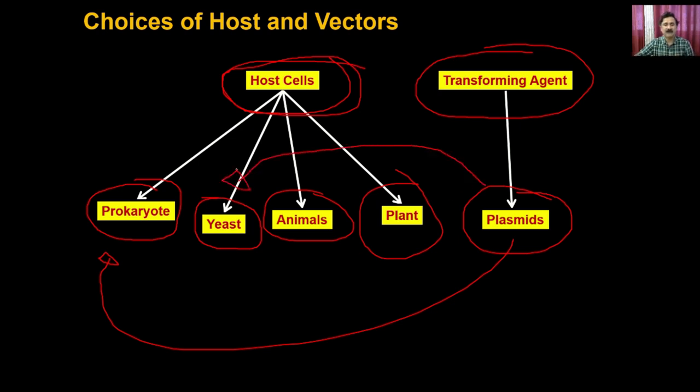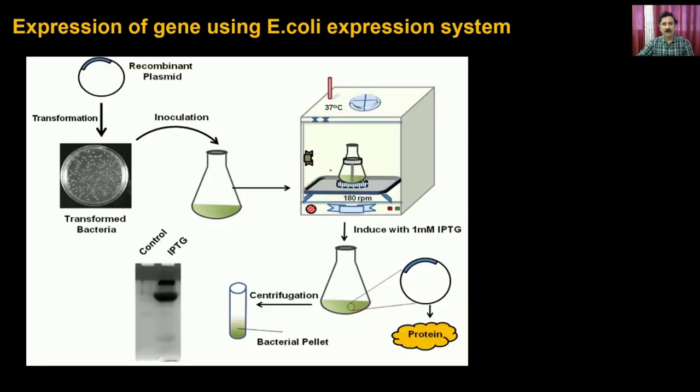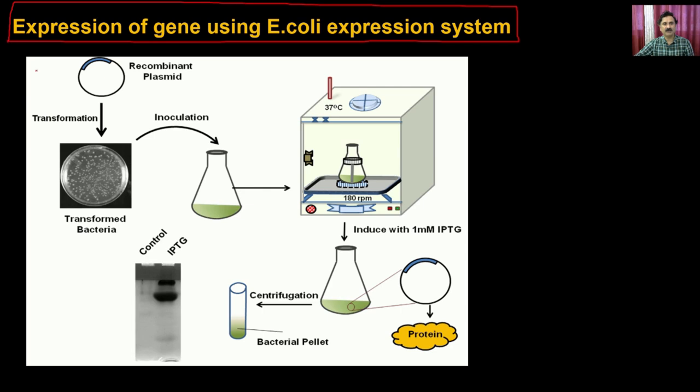For example, if I am using yeast vectors, I can use yeast as a host species. If I am using mammalian expression vectors, I can use mammalian cells. If I am using plant expression vectors, I can use plant cells. So depending on the transforming agent and the source of the DNA, you can use the corresponding host species. Once you have selected the host species, in this case, I have taken an example from the E. coli expression vectors.